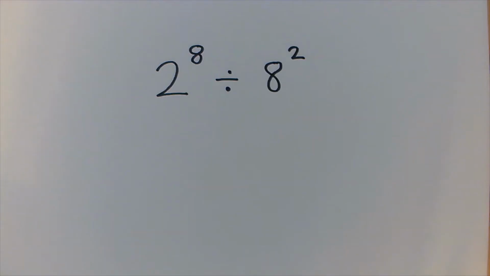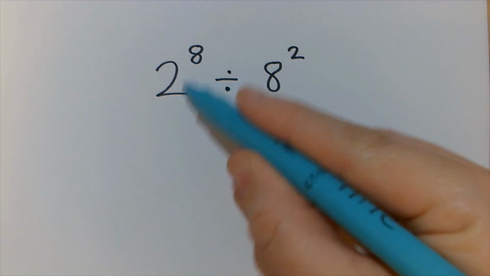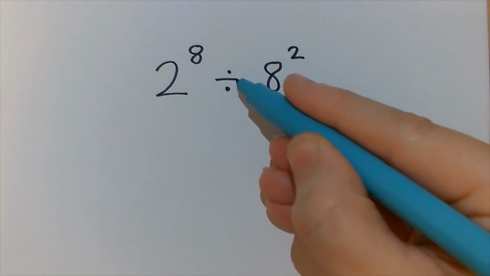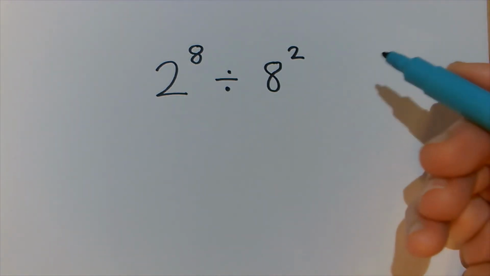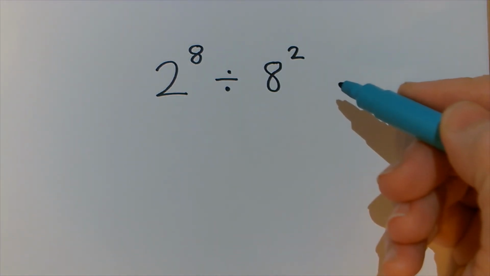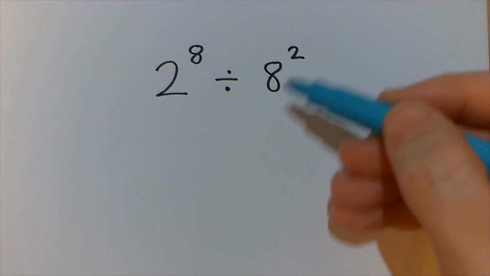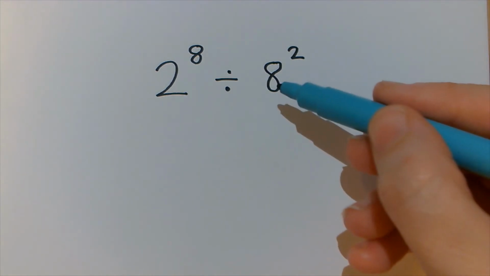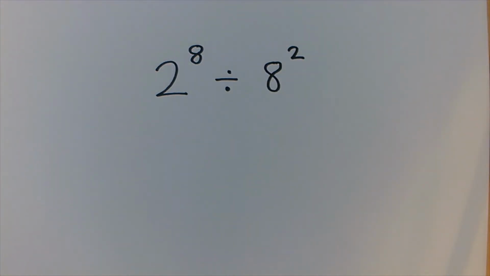Now this one's for big boys and girls. Okay, so for the next problem, I've simply got 2 to the power of 8 divided by 8 to the power of 2. What's the value of the answer? So see if you can use the big boys and girls way, which is using powers. If not, just use the numbers and see what you come up with. Press pause and have a go.